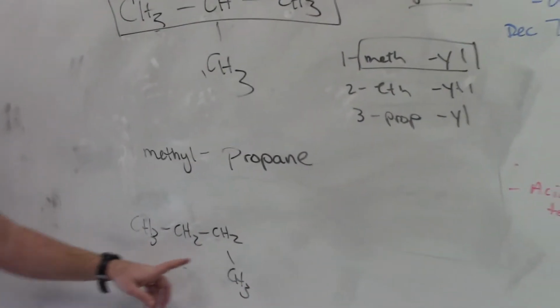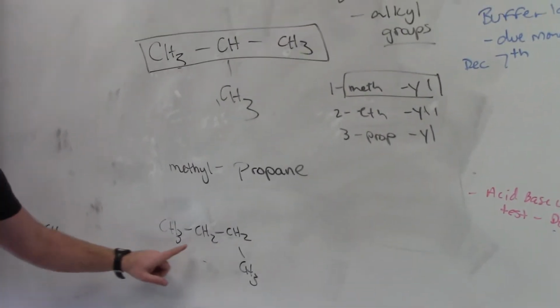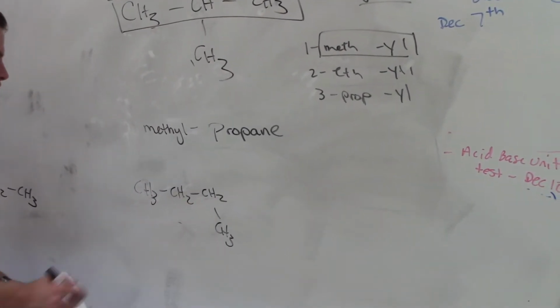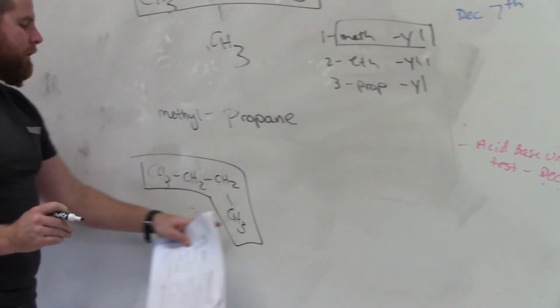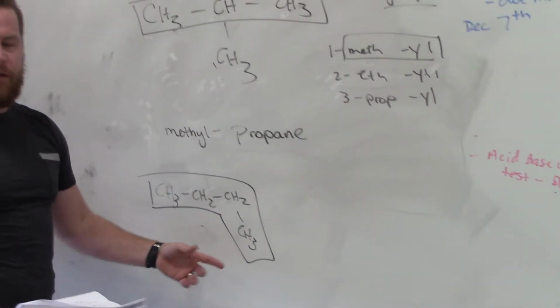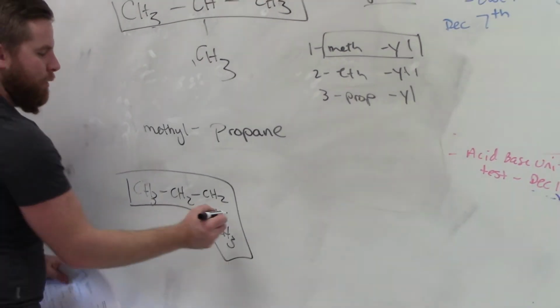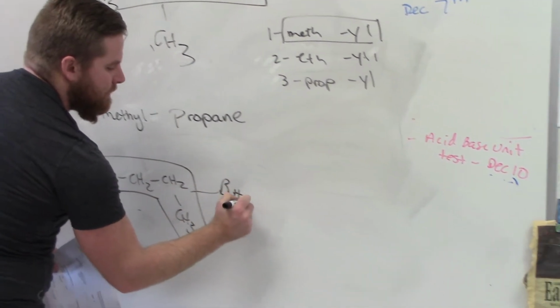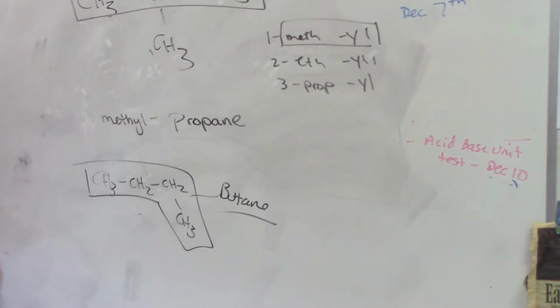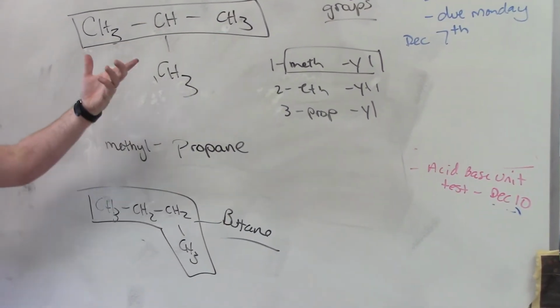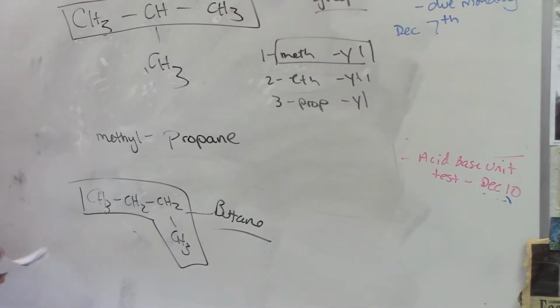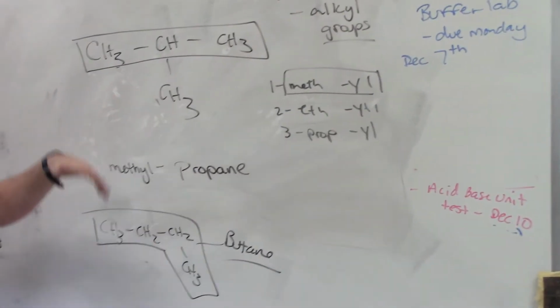Now, if I look at the longest parent chain, it's 1, 2, 3. There's actually 4 continuous carbons. So I don't have alkyl groups on terminal carbons. They're just part of the main branch. So this is no longer propane, that's butane. Okay? So there's only one place to have branches on a propane molecule. So that would be methylpropane. Okay?